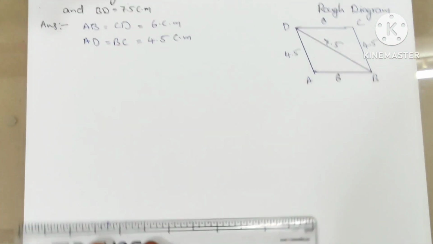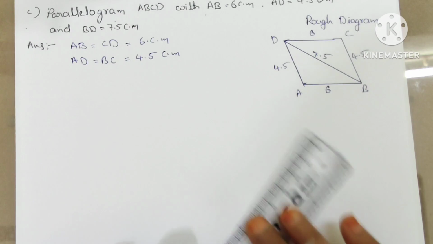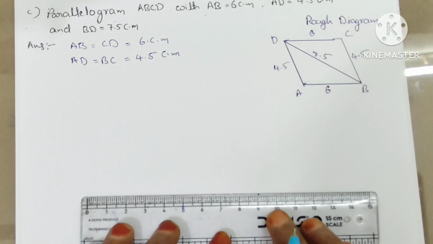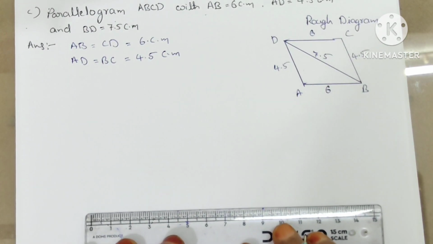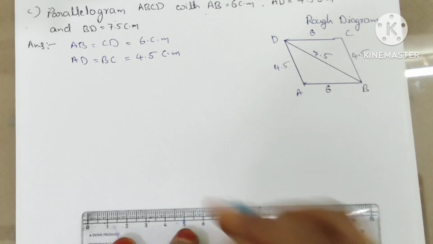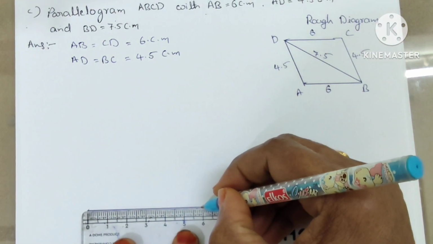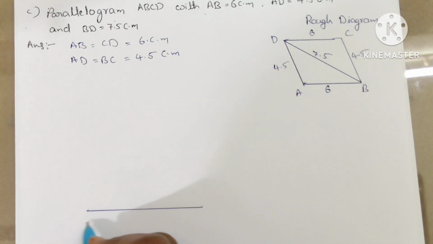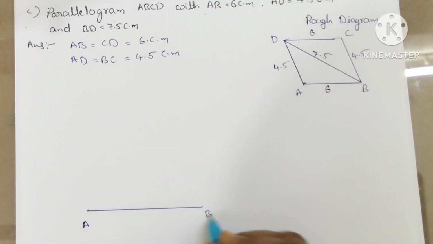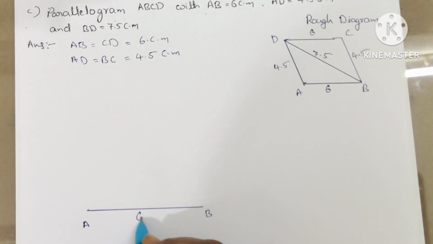Now draw the diagram. Here AB is 6 centimeters. AB is 6, so we draw from 0 to 6. Here 6 is there. So join these 2 points. Now this is AB, a line segment of 6 centimeters.